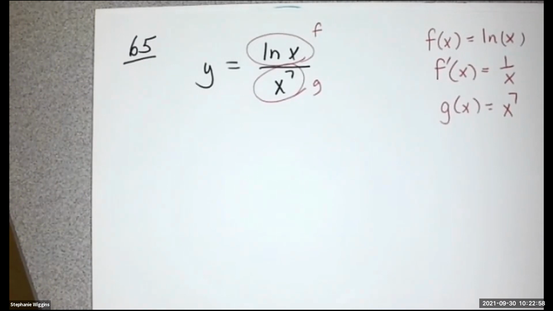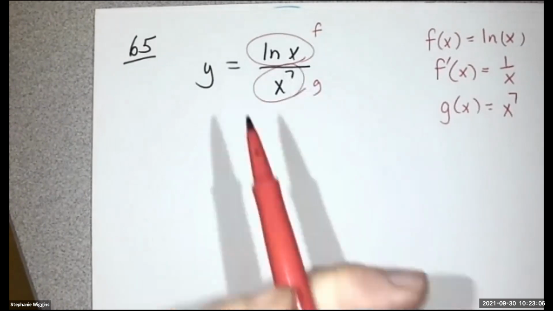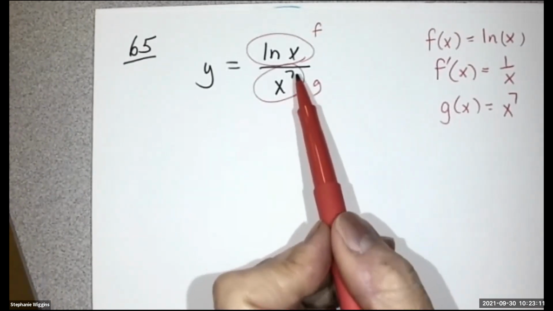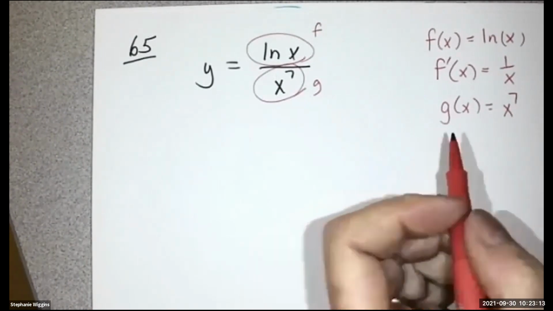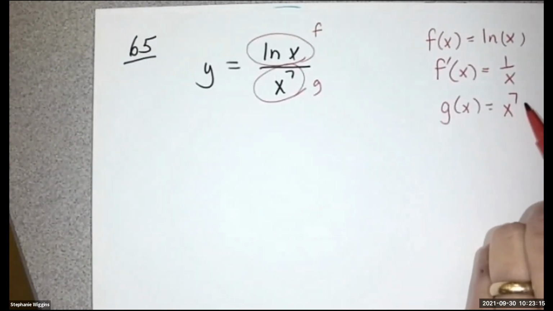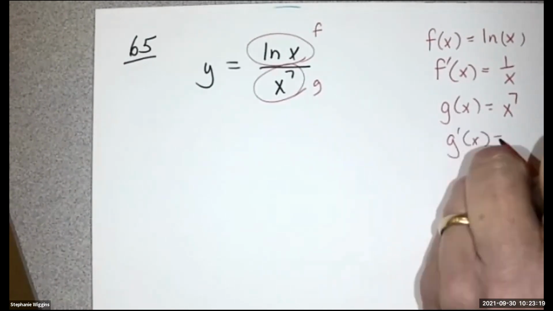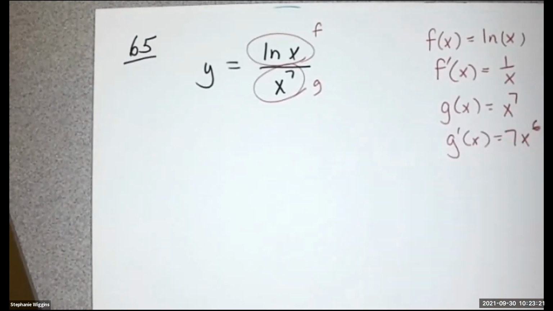How do I know the difference between exponential and a power function? Well, with exponential, the variable is in the exponent, and with a power function, the exponent is constant. So, keep that in mind. This is a power function because 7 is a constant, and that's the exponent. When I take the derivative, I'm going to use the power rule, 7x to the 6th.